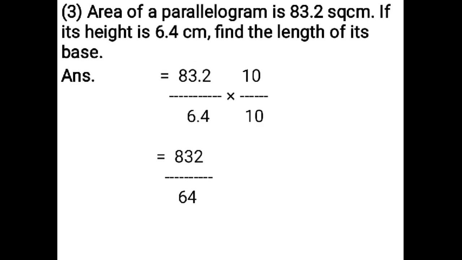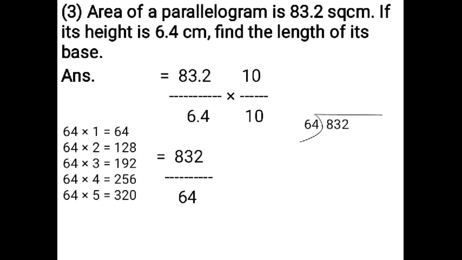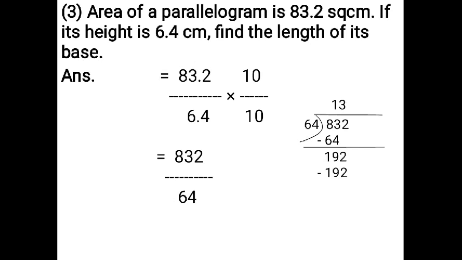Okay, now you have to divide 832 by 64. 64 ones are 64. 83 minus 64, how much? 19. One digit you have to bring down, that is 2. 64 threes are 192. 192 minus 192 is 0. Therefore, base is equal to 13 centimeter.